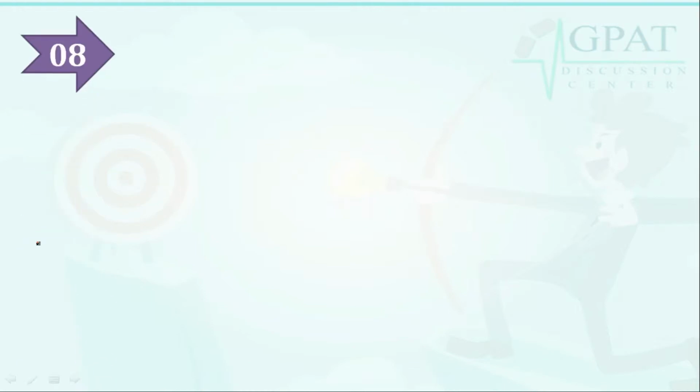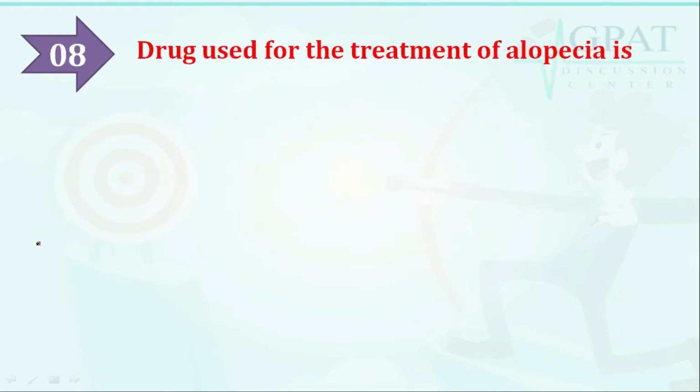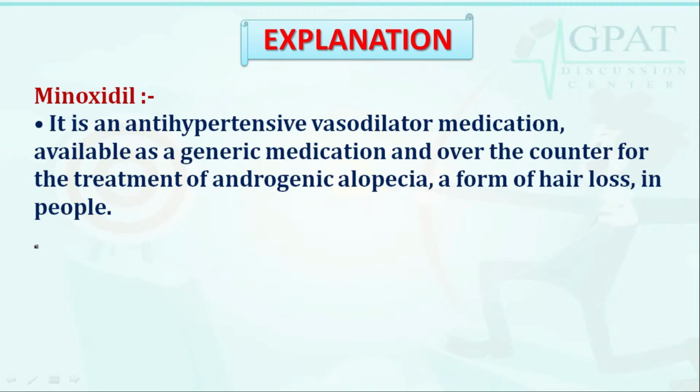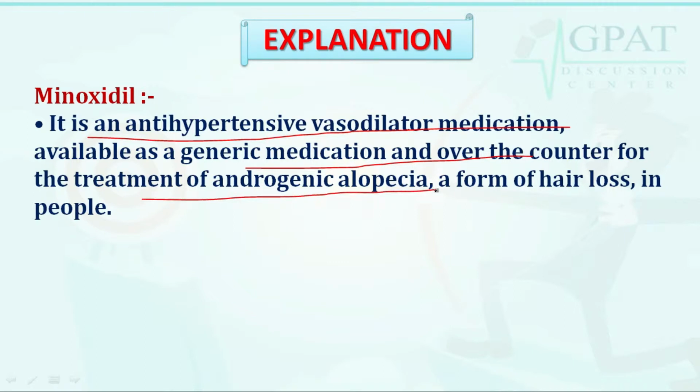So moving on to the next question. Drug used for the treatment of alopecia is, and the options are: option A minoxidil, option B trimethoprim, option C clonidine, option D none of the above. So which is the drug used for the treatment of alopecia? The correct answer is minoxidil. Minoxidil is a potassium channel opener. Let's discuss in the explanation part that it is an antihypertensive vasodilator medication available as a generic medication and over-the-counter treatment of androgenic alopecia or baldness.